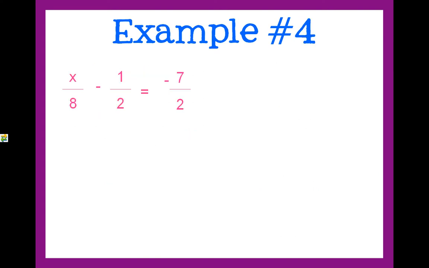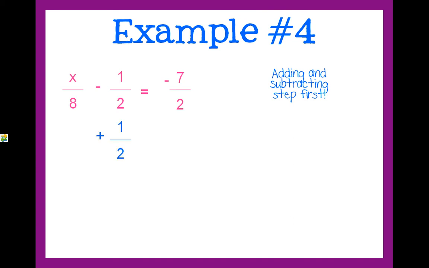Example number 4. Now remember, here we're going to do the same steps. Don't let the fractions confuse you. Still, you have to get rid of that dividing by 8, and you have to get rid of that -1/2 to get x by itself. We're going to do the adding and subtracting step first, the easier one to take away. To get rid of a minus 1/2, you're going to add 1/2.